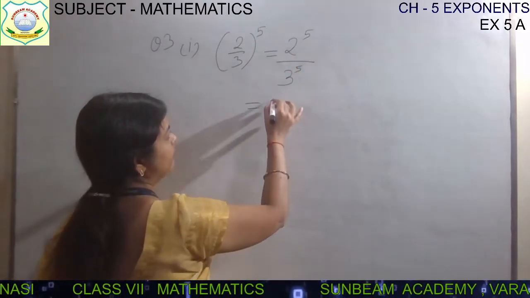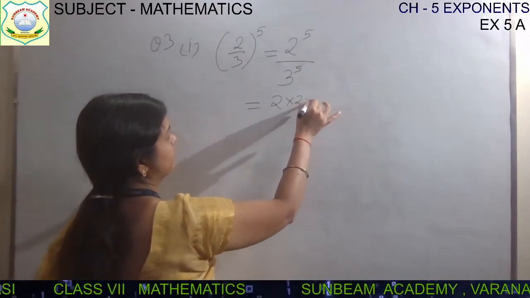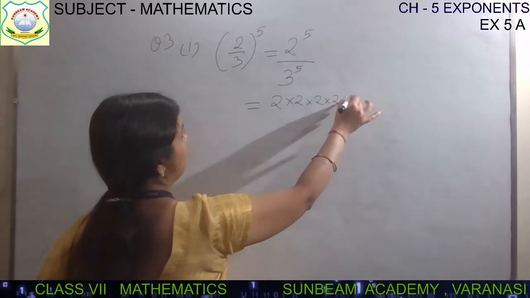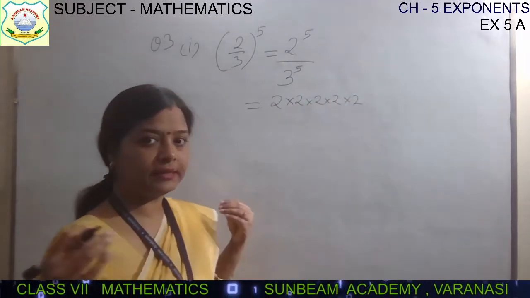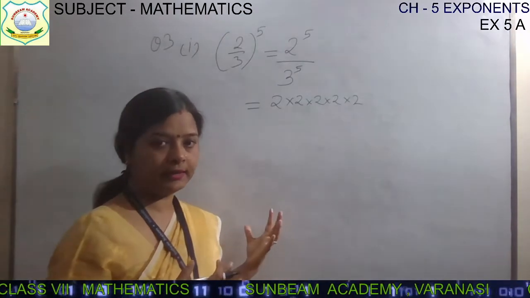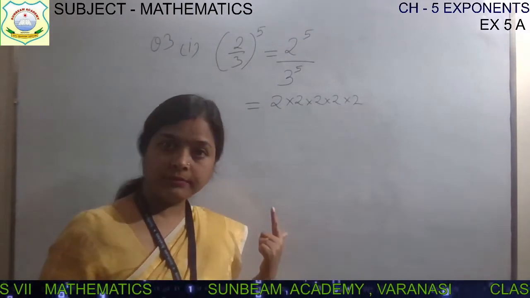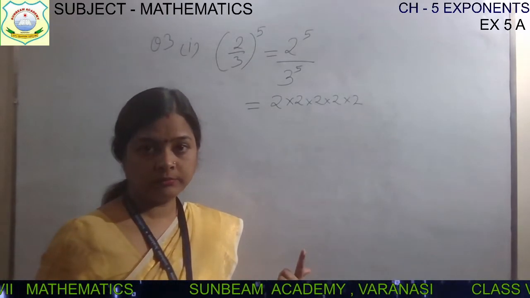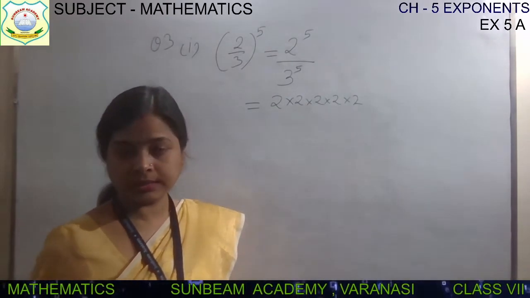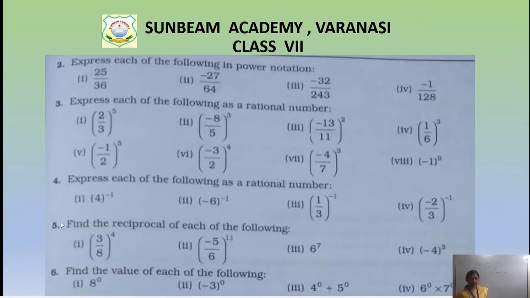2 to the power 5 can be written as 2 into 2 into 2 into 2 into 2. Or if you know it, you can write it directly. No need to expand it in this way. You write it directly, what is 2 to the power 5. In the previous question we have done it, isn't it? If you will see question number 3, this is 2 to the power 5 divided by 3 to the power 5. 243, isn't it? So now we will do it.